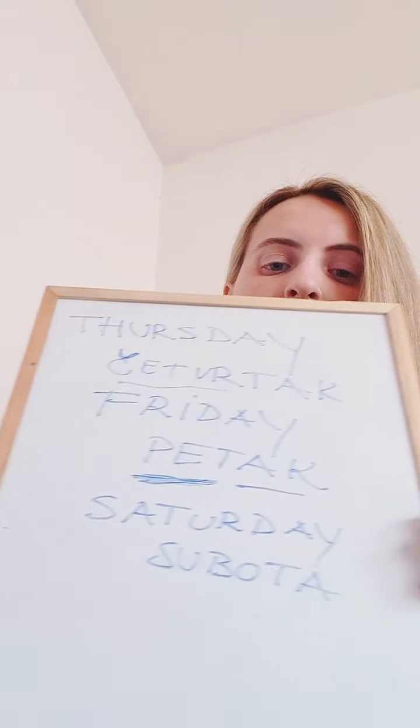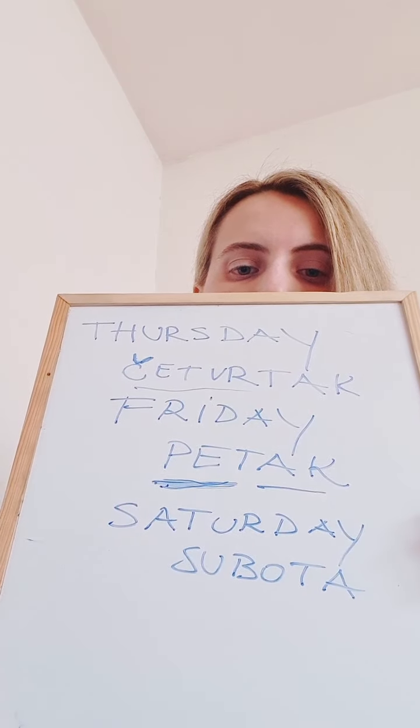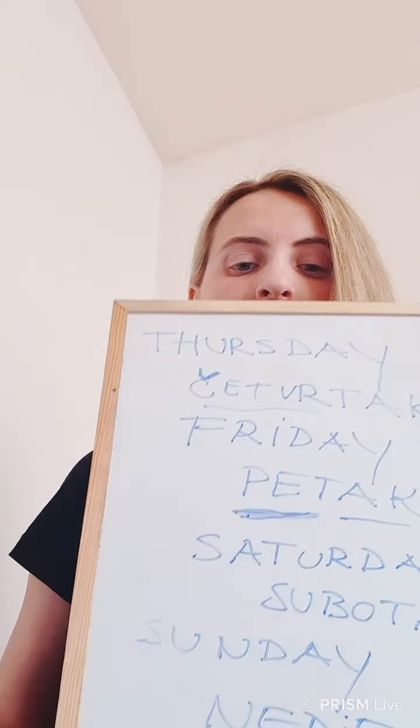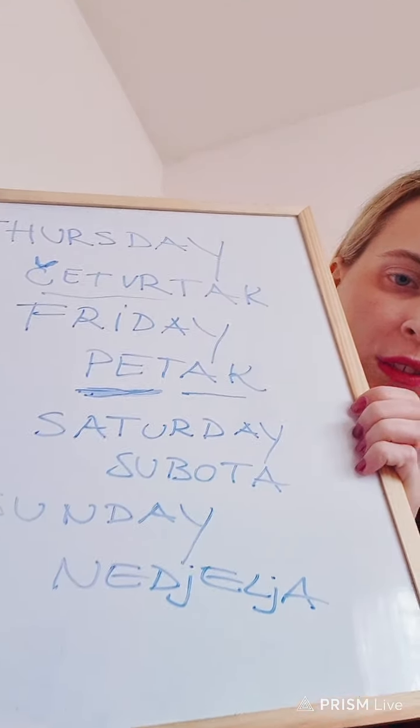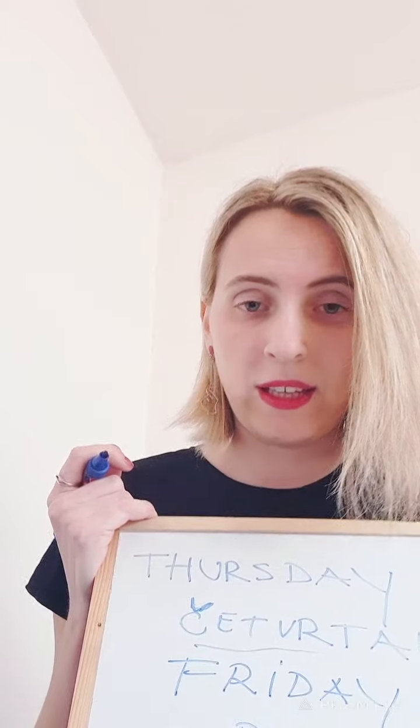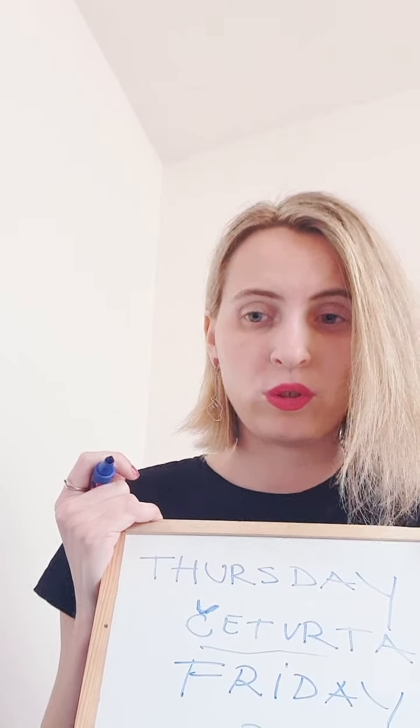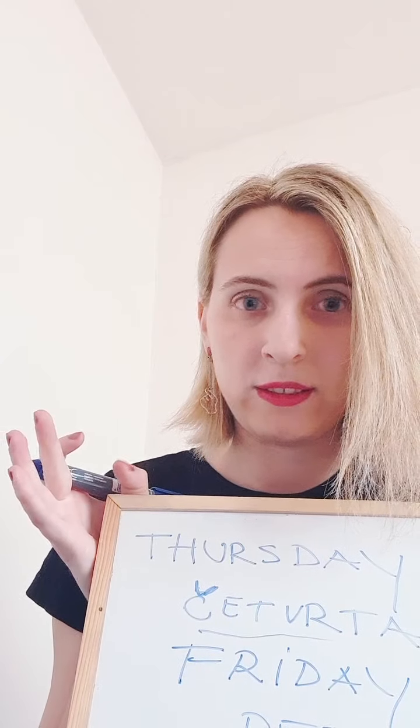Then we have Saturday, and Saturday is subota. Subota. So the day when we are enjoying, it is subota. Okay, Saturday, subota. And the last one, the day for rest, for enjoying with the family maybe, or just for chilling, it is nedjelja. Nedjelja, and it is the 7th day of the week. So we have ponedjeljak, utorak, srijeda, četvrtak, petak, subota, nedjelja, and that is it.